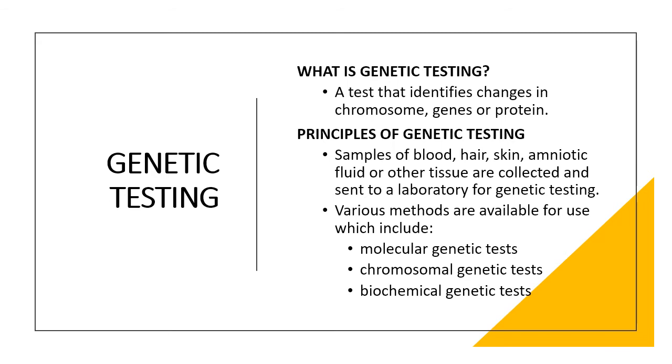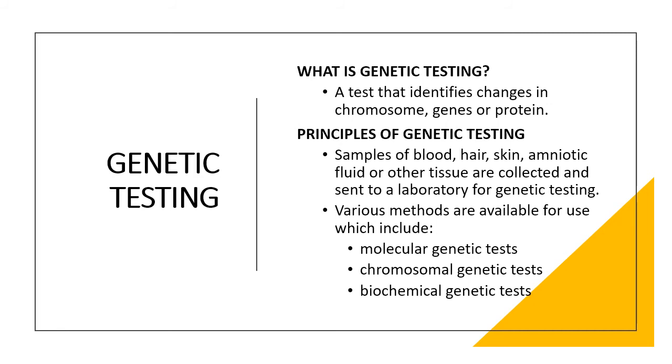Principles of genetic test. Samples of blood, hair, skin, amniotic fluid, or other tissue are collected and sent to a laboratory for genetic testing. For example, a sample of cells from the inside surface of the cheek is collected by a small brush or cotton swab. Then the sample will be sent to a laboratory to undergo genetic testing.